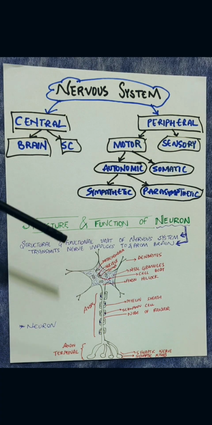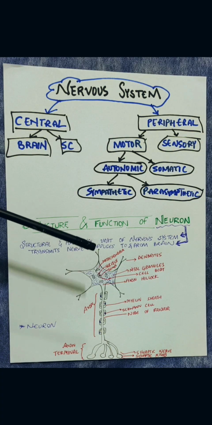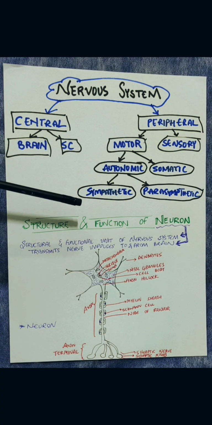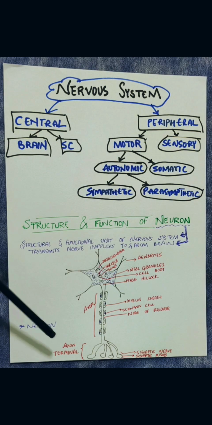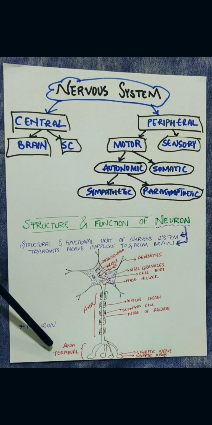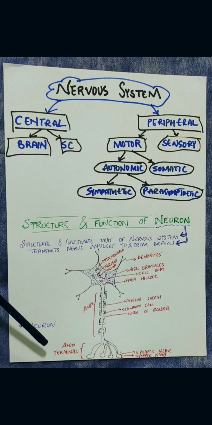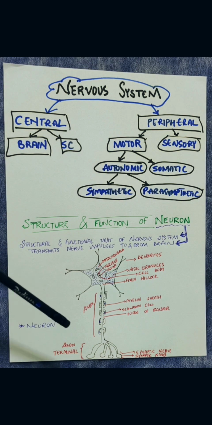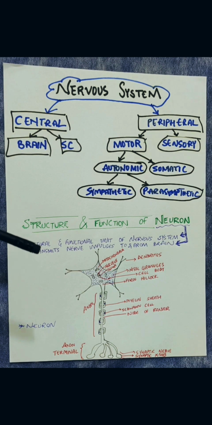Afferent carries impulses from the periphery to the CNS. Efferent carries impulses from the CNS to the periphery. There is an output zone that is covering the axon terminal. These axon terminals have axon knobs, and these contain granules or vesicles where the neurotransmitters are secreted.